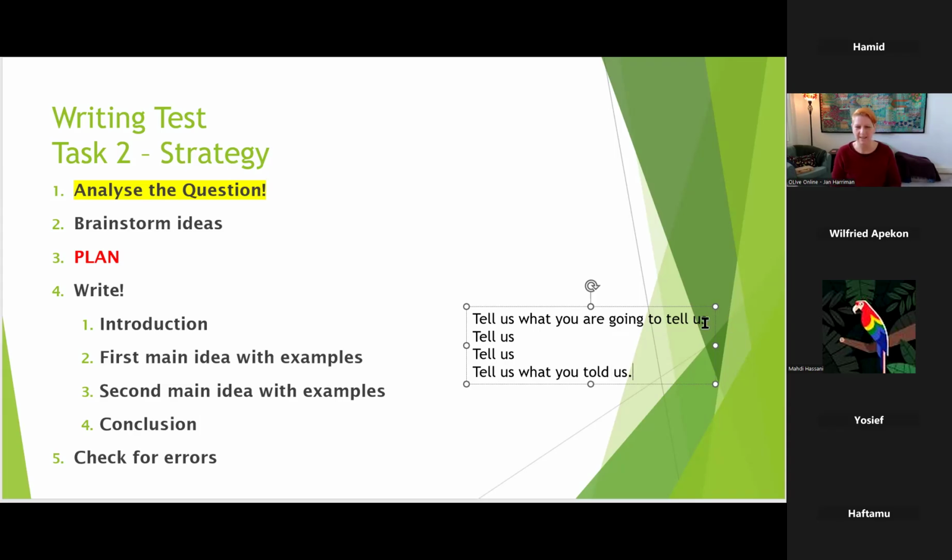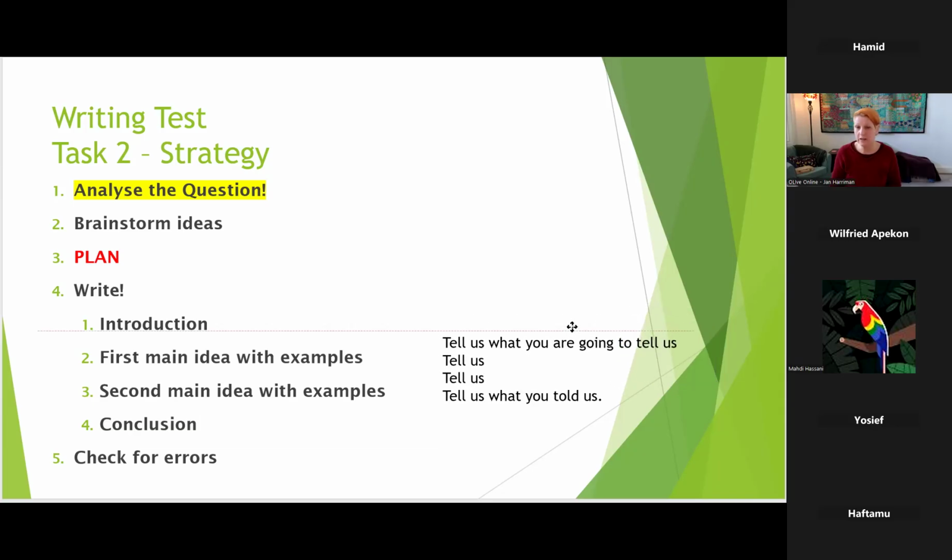Okay. So, tell us what you're going to tell us. The introduction is kind of like the plan. The plan is something you write before you write anything. If you don't have the plan, you can't write the introduction because you don't know what you're going to say or what order you're going to say it in.